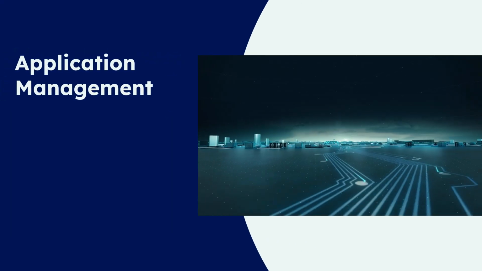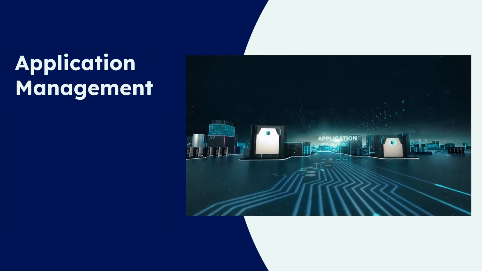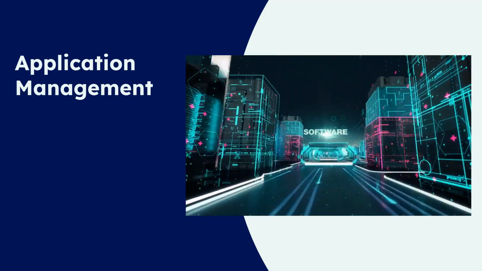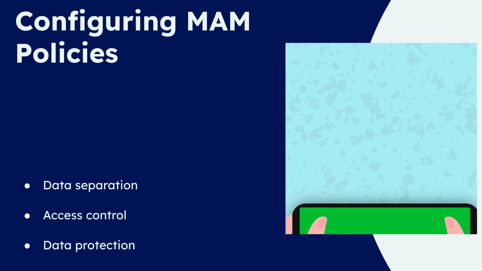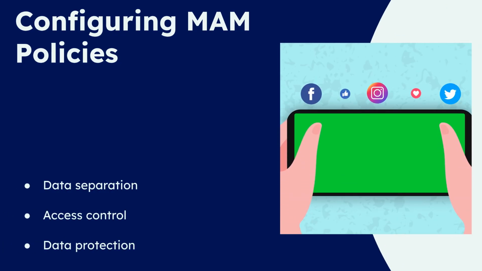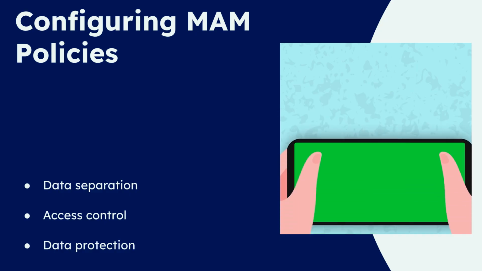Next up is Application Management, specifically App Protection Policies, also known as Mobile Application Management, or MAM. MAM policies allow you to protect organizational data within a managed application, even on unmanaged or personal devices, by enforcing controls like data separation and restricting actions like copy and paste.